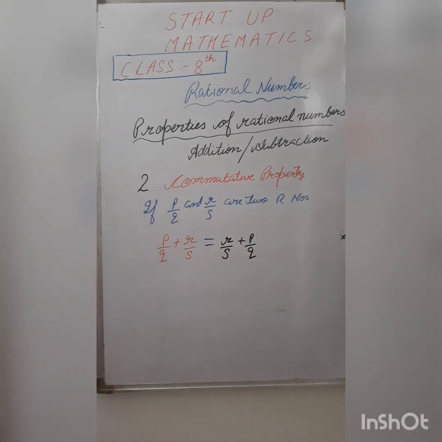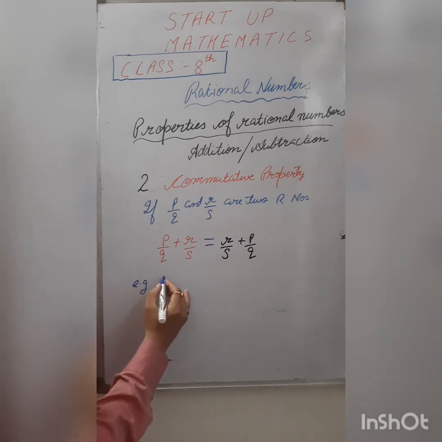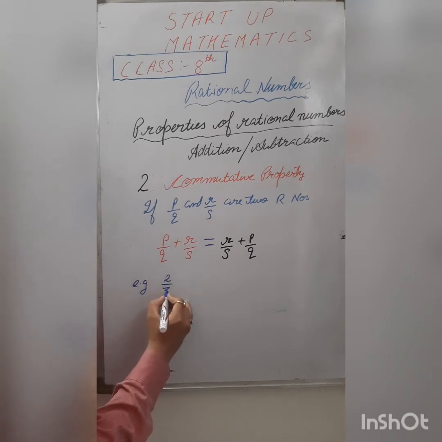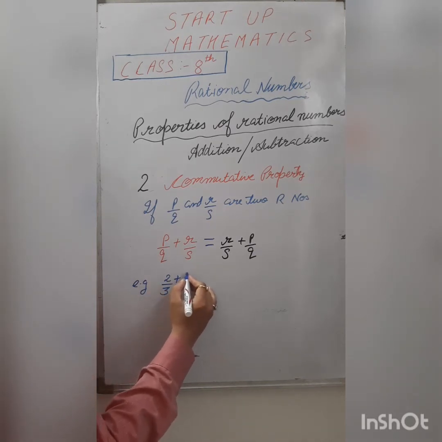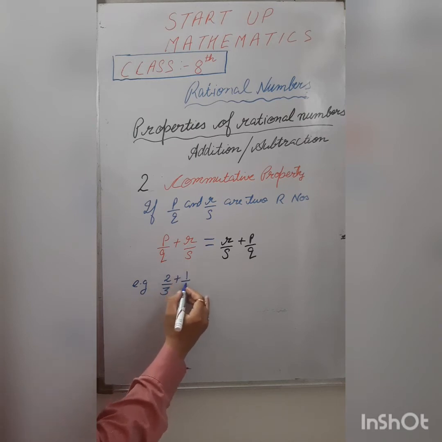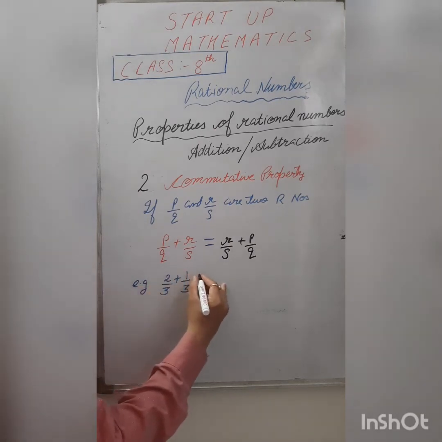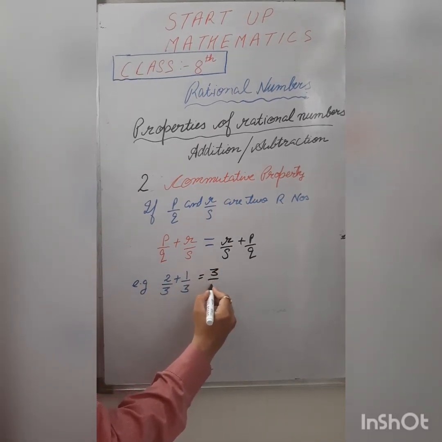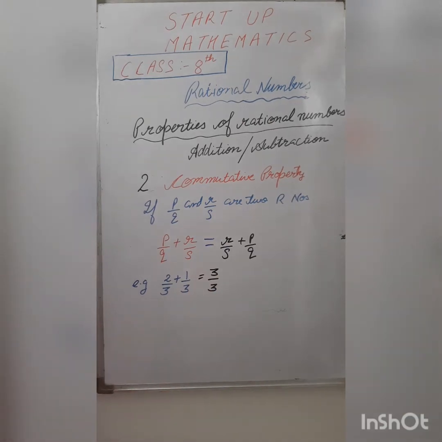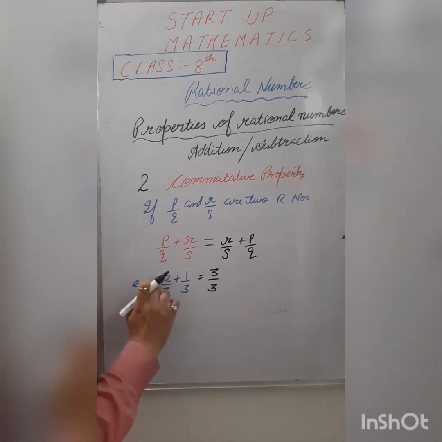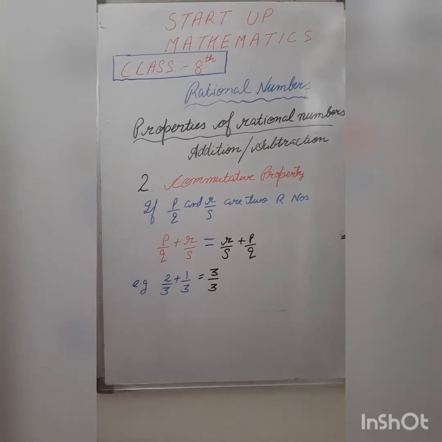You can take the example again. If I take the example, again same example, I will take 2 by 3 plus 1 by 3. Sorry, you can take 1 by 3, no problem. You can add this. What will you get? You will get 3 upon 3, because both the denominators are same. Write the common denominator as it is and add the numerators. 2 plus 1, that is 3.